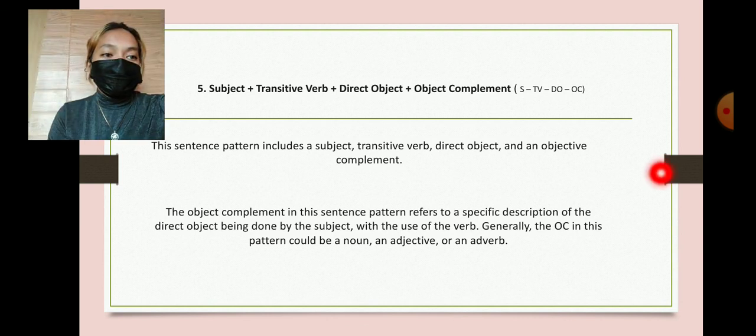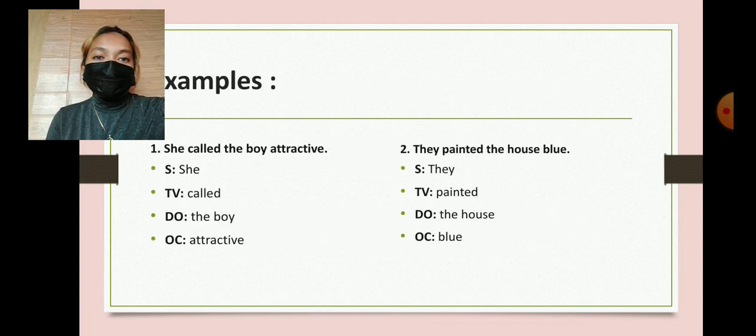So we are already familiar with the adjective or the adverb. For the example of this, we have here example number 1: She called the boy attractive. So the subject is she, the transitive verb is called, the direct object is the boy, and the object complement is attractive. So as you can see, the boy is being described as attractive. Example 2: They painted the house blue. The subject is they, the transitive verb is painted, the direct object is the house, and the object complement is blue.